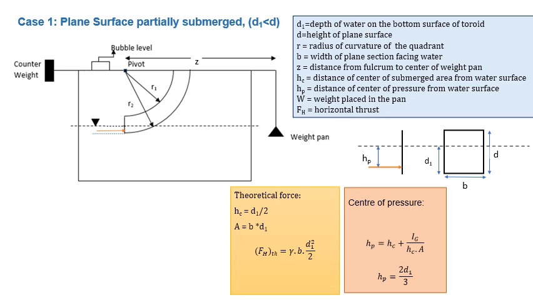And the center of pressure can be computed using the formula, or you can simply use the pressure distribution. For the centroid of a triangular surface, it is 2/3 D, so the submerged height is D1, so it will be 2/3 D1.